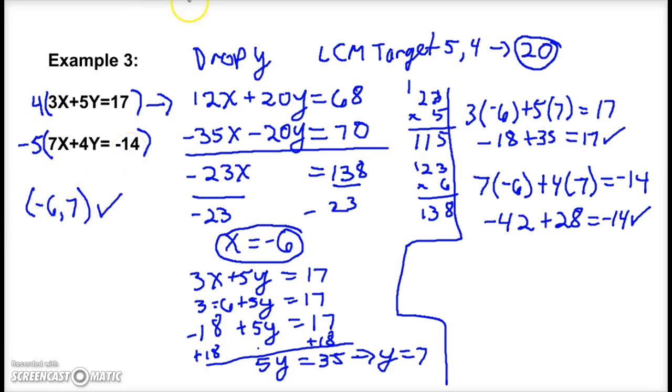So let's just look back at what we did. We decided which variable to drop. We chose to drop y. We found the least common multiple of the coefficients 5 and 4. The least common multiple was 20. That was my target. I wanted one of the equations to have a positive 20y and one to have a negative 20y, so that when I add them, the y's do in fact drop out. So I multiply the top one by 4 and the bottom one by -5.